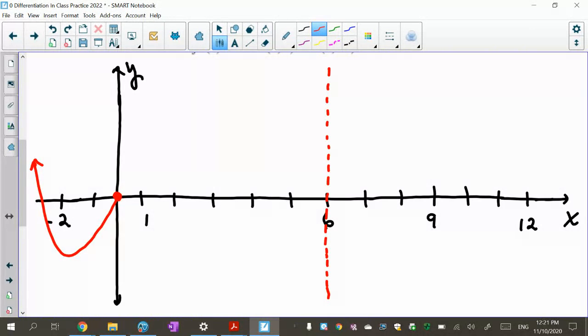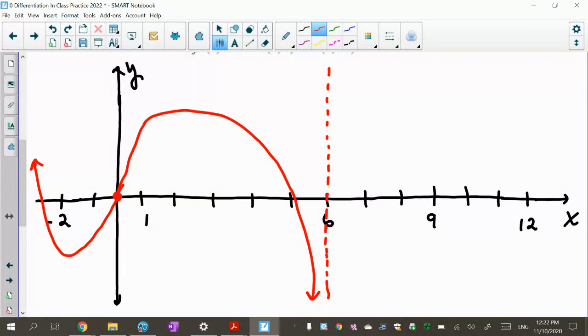Then they said from 1 to 6, they told us at 1 there's a turning point. So I'm going to come up here and do a turning point at 1. Doesn't matter where. And then they said it's decreasing from 1 to 6. So I'm going to go a little higher with that. I'm going to draw way up here. So it's going to come up and I'm going to have a turning point at 1. Then it's going to decrease, and it's going to go down to negative infinity. So it's going to come down like this.